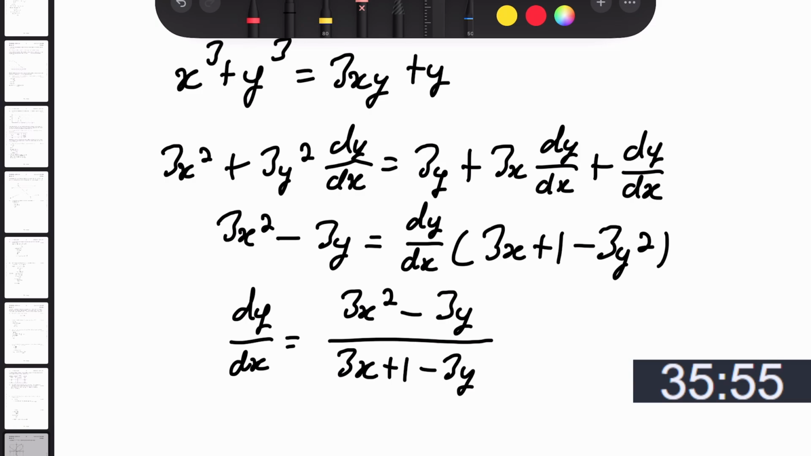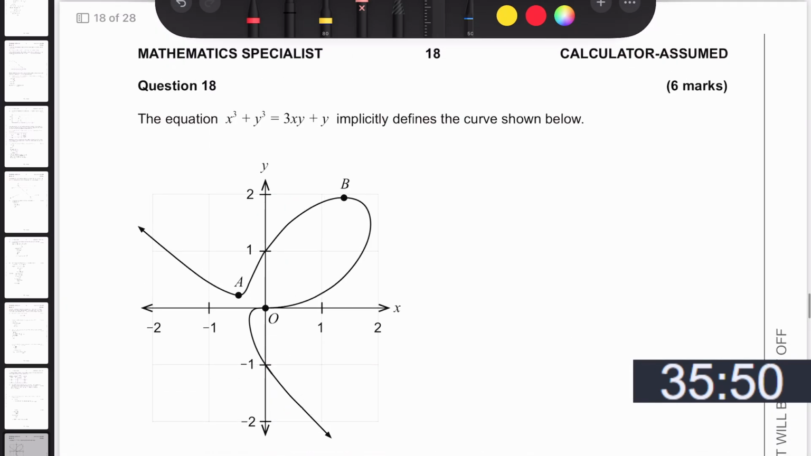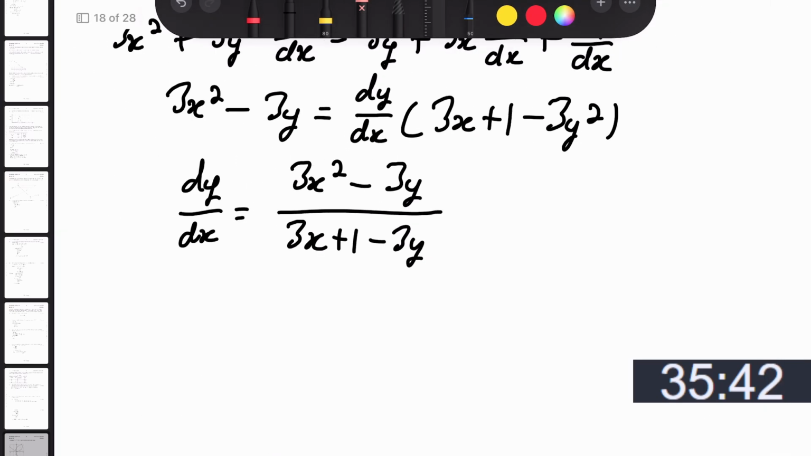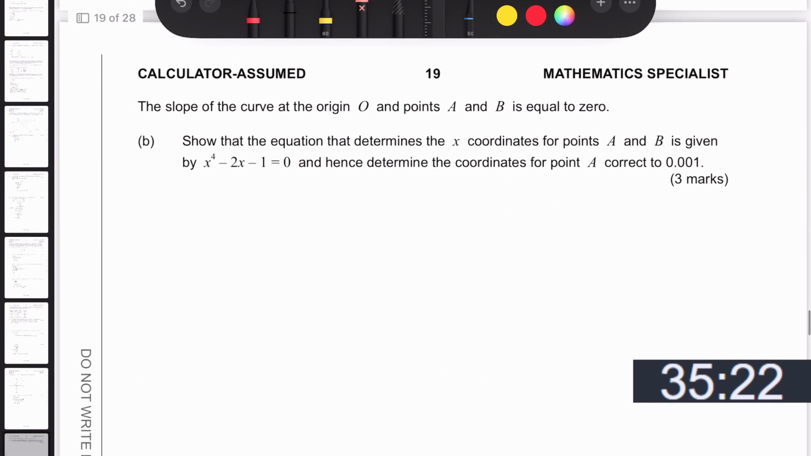Okay, let's see if this is the same that we get. So calculation: implicitly differentiate x³ + y³ = 3xy + y. 3x² + 3y² dy/dx = 3y + 3x dy/dx + dy/dx. Okay, yep. The slope of the curve at the origin and points A and B are 0.